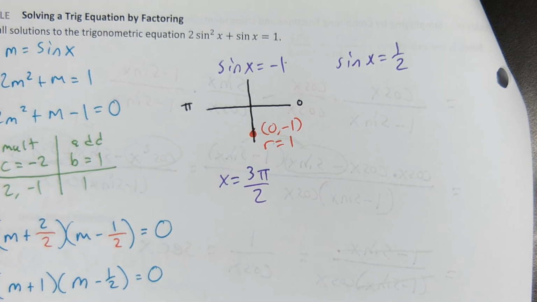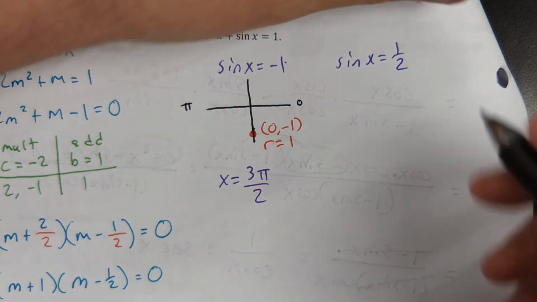Now sine of x equaling 1/2 has more than one answer because sine is positive in more than one quadrant. Which two quadrants can I find positive sine values? 1 and 2, because I needed positive y values. So quadrants 1 and 2.